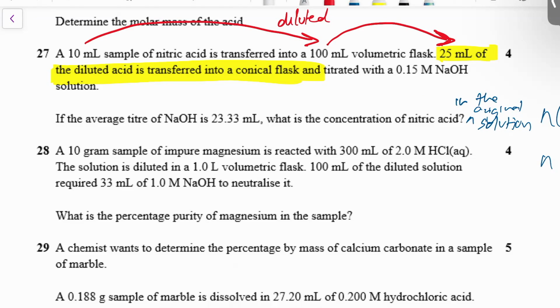So when I work backwards, I need to just reverse their process. So they went 10 to 100 to 25. I'm currently at 25. I'm trying to go back to 100. When they went from 100 to 25, did that change the moles?